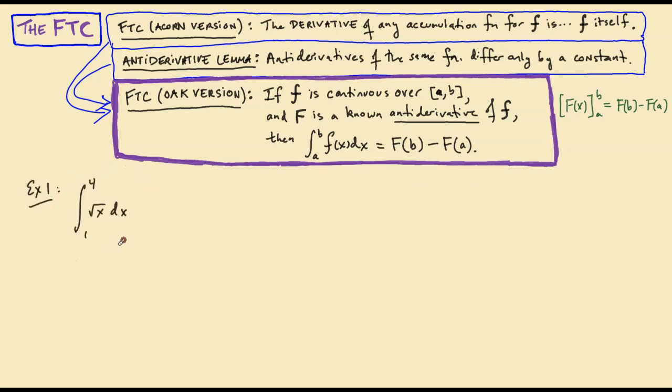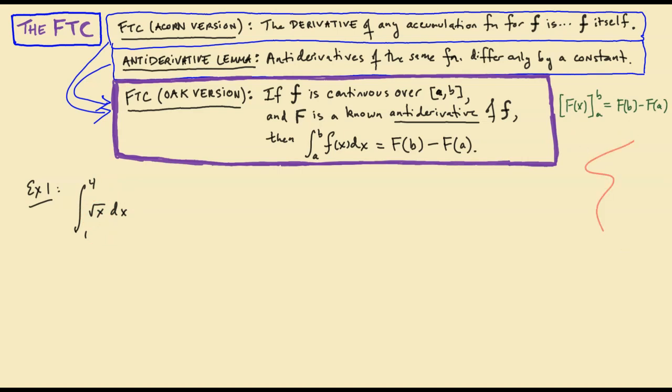Let's say we want to integrate the function square root of x from 1 to 4. Now, such an integral could arise in any of a million different ways, some of which we talked about in the early videos, but we're not worried about that. We just want to know, how do we evaluate it? Well, what does the fundamental theorem in its oak version tell us? And from now on, I'm just going to call it the fundamental theorem. What does the fundamental theorem tell us? It says that miraculously, this infinite sum of infinitesimals can be found by finding an antiderivative of the original function and then evaluating it at these two endpoints and subtracting.